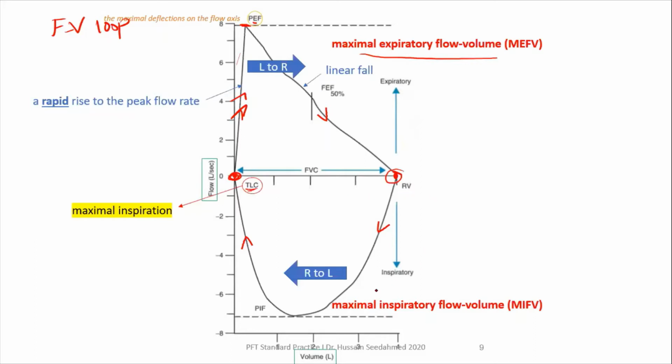The second part of the curve or the loop is the inspiratory curve, and the inspiratory curve goes from right to left. The expiration goes from left to right. So in the curve it always goes left to right, then you ask the patient to inhale back, and then it will go right to left.